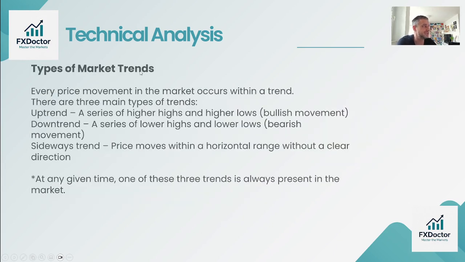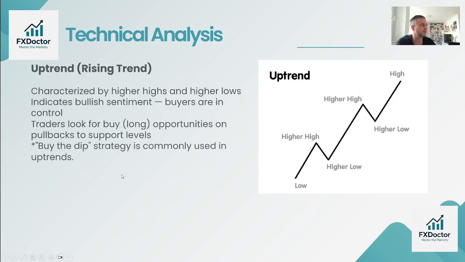Types of market trends. Every price movement in the market occurs within a trend. There are three main types of trends: uptrend, downtrend, and sideways trend. At any given time, one of these three trends is always present in the market. Uptrend is a series of higher highs and higher lows. It's a bullish movement. Downtrend is a series of lower highs and lower lows, a bearish movement. And sideways trend: price moves within a horizontal range without a clear direction. We will talk about that.